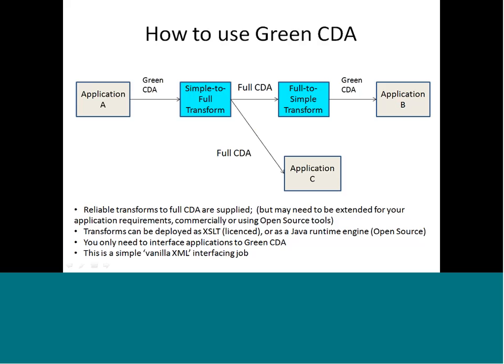The blue boxes, the reliable transforms, are supplied, and they exist as part of Green CDA. I should say, though, they may need to be extended because there may not yet be coverage of the templates you want. In this case, you can either use a set of open source tools to create your own Green CDAs, or you can have it supplied commercially for you. In terms of deploying the transforms, these blue boxes, you can either deploy them as a Java runtime engine, which is open source, again part of the same open source tool set, or you can deploy them as XSLT, which will run in many different places, on an integration engine or in your application or wherever it may be. That is licensed, and there's an annual license for that.